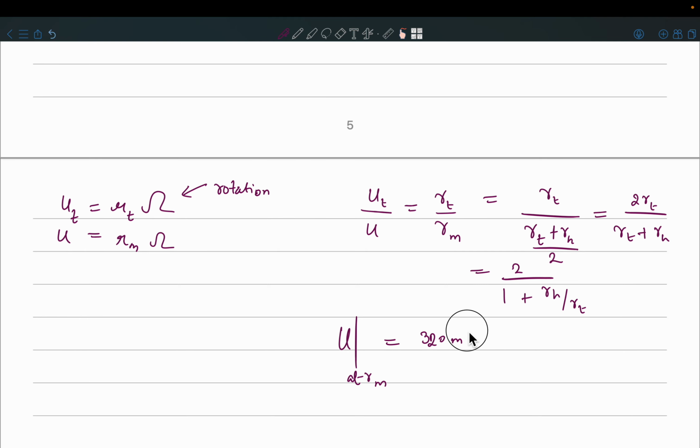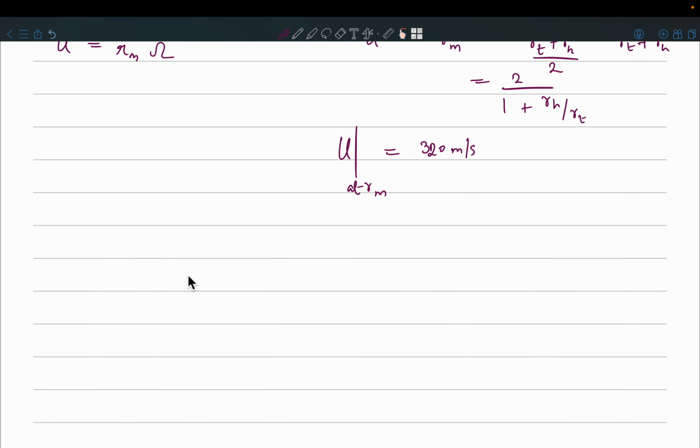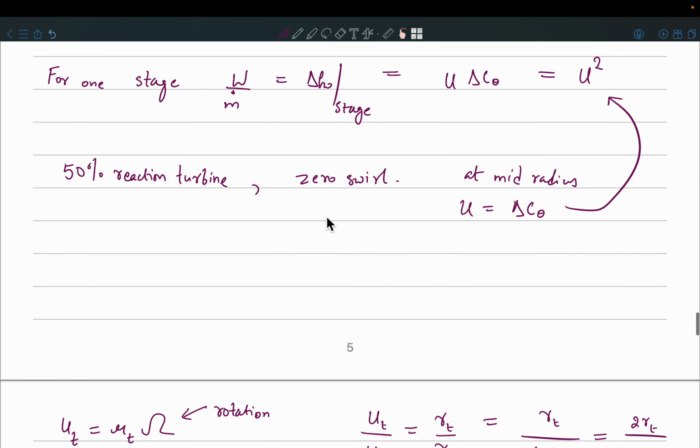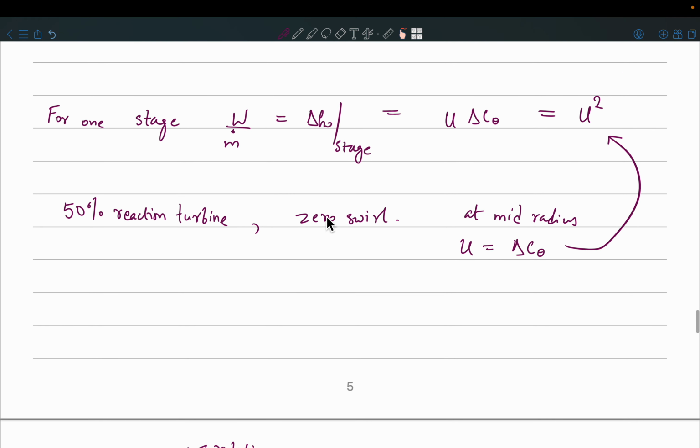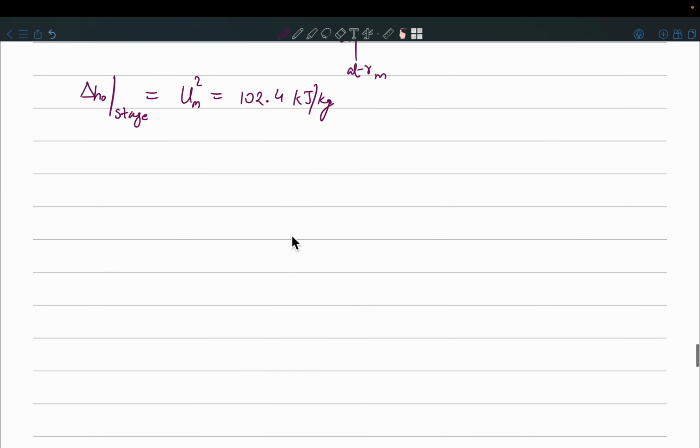This is a very simple calculation, you can check that out, and then you can calculate what delta H naught is for that stage. Like we calculated earlier, this is equal to U square, and this is nothing but 102.4 kilojoule per kg. So now we know the work per stage, and we also know the total work by the turbine. So now we can find the total number of stages actually required in this particular turbine.